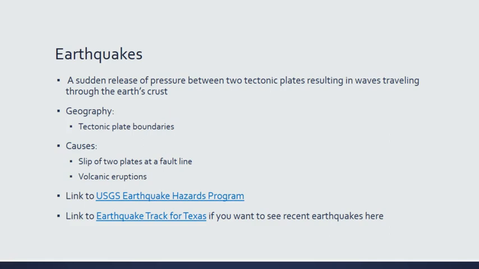I've put on all of these major info slides some links. In this case, you have a link to the Earthquake Hazards Program and a link to Earthquake Track, specifically for our area right here, which is kind of fun.